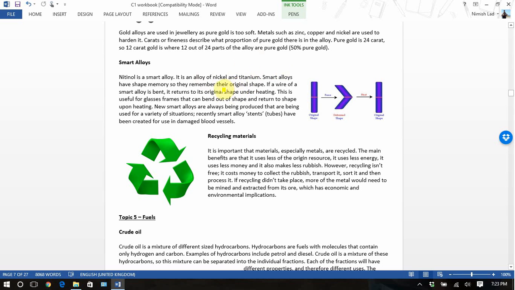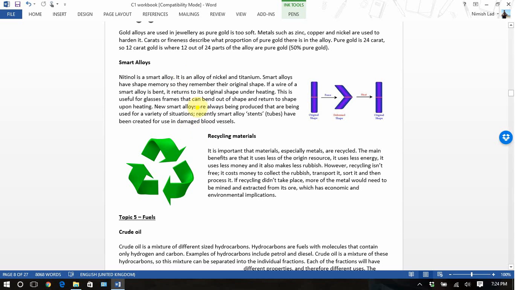So it's useful for glasses frames, so they can bend that shape and people can then heat them and put them back. Not a lot of heat, just like in a cup of hot water, it will go back to its normal shape. There's loads of uses for these always being created, but one of the more recent ones is stents, or tubes, that have been created for use in damaged blood vessels to make sure the blood can continue to flow and the body can continue to function.